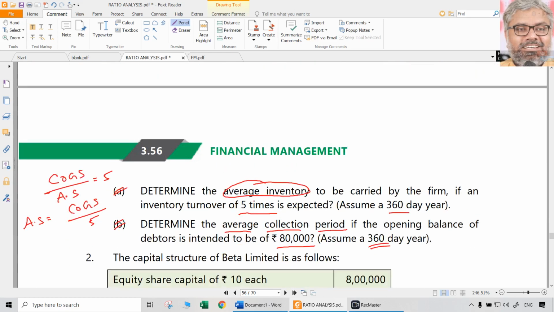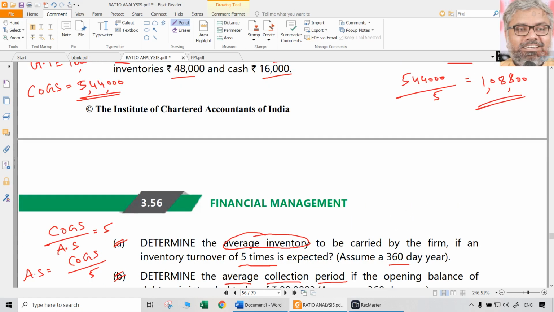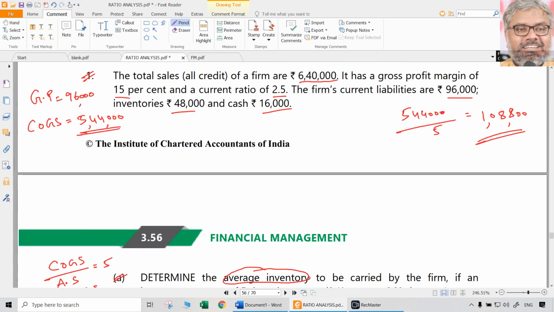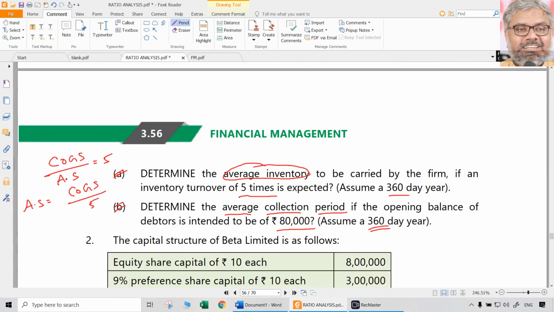Answer for A bit. That's it. That is the average inventory. Cost of goods sold by average stock is 5. Once you know the cost of goods sold already, average stock can be easily found out by using the formula. 1,08,800 is the average stock. Then second bit, B bit, is finding out average collection period.